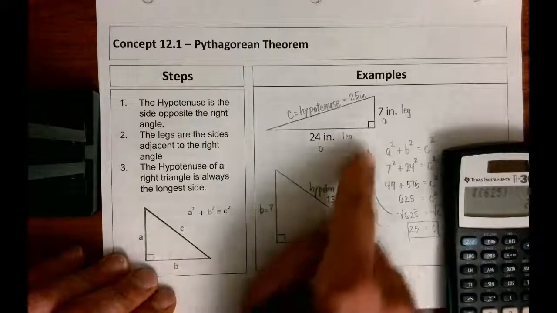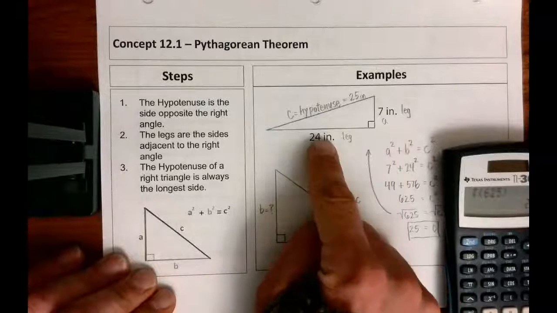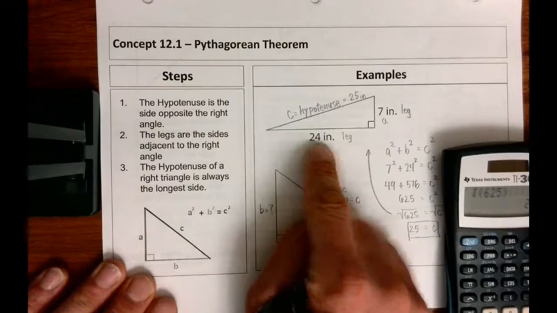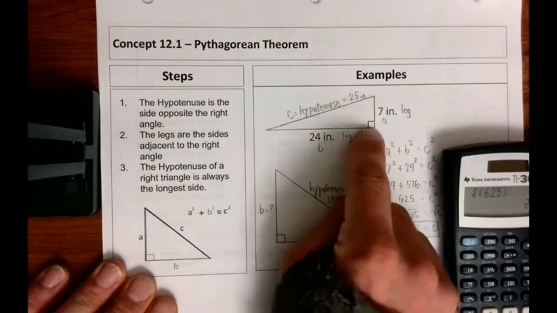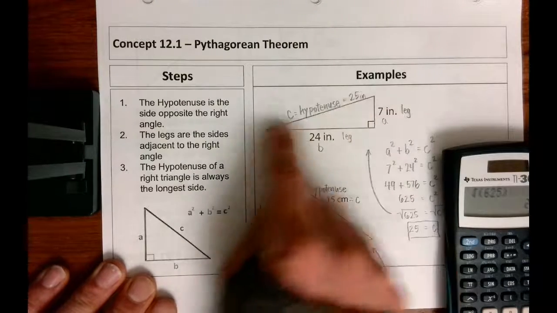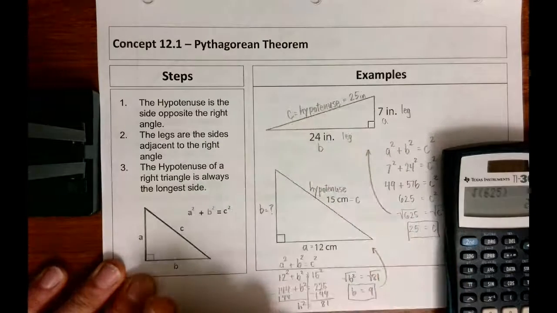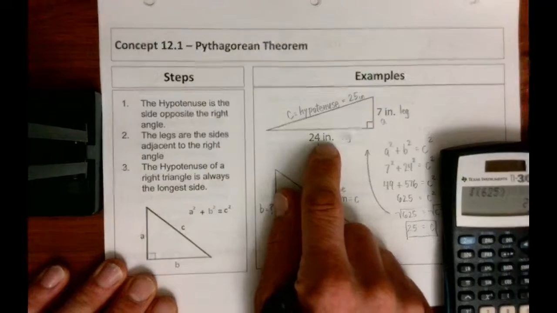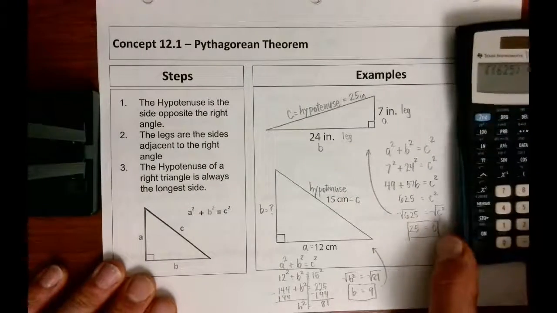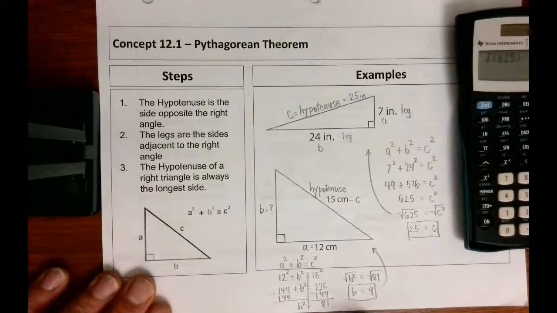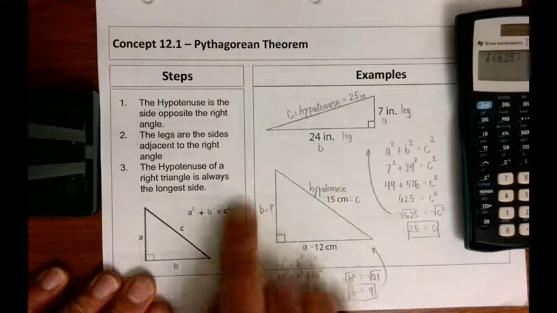So this triangle has sides or legs of 7 inches and 24 inches. And if we know that information, and we know this is a right triangle, then we can find that the hypotenuse is 25 inches long. Don't forget to put your units of measure in there. Always important. Okay. Now we've got a second example down here that's a little bit different.